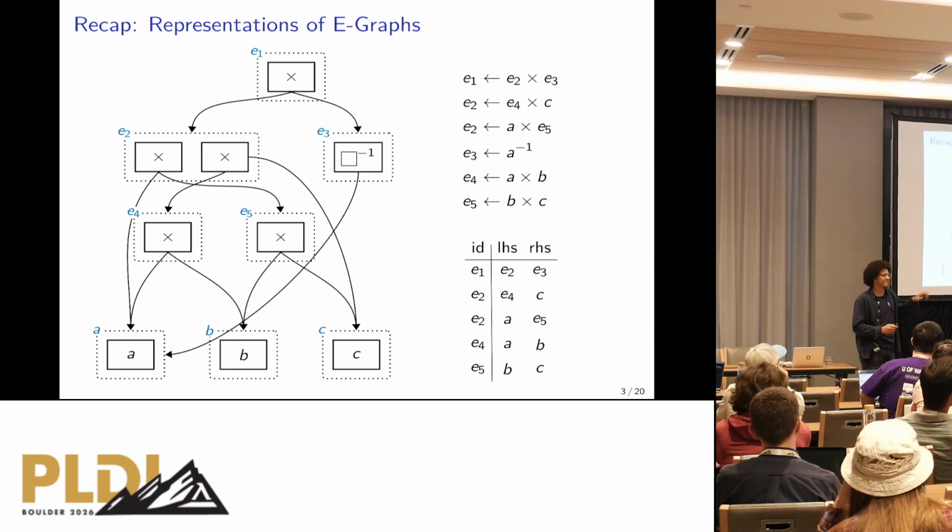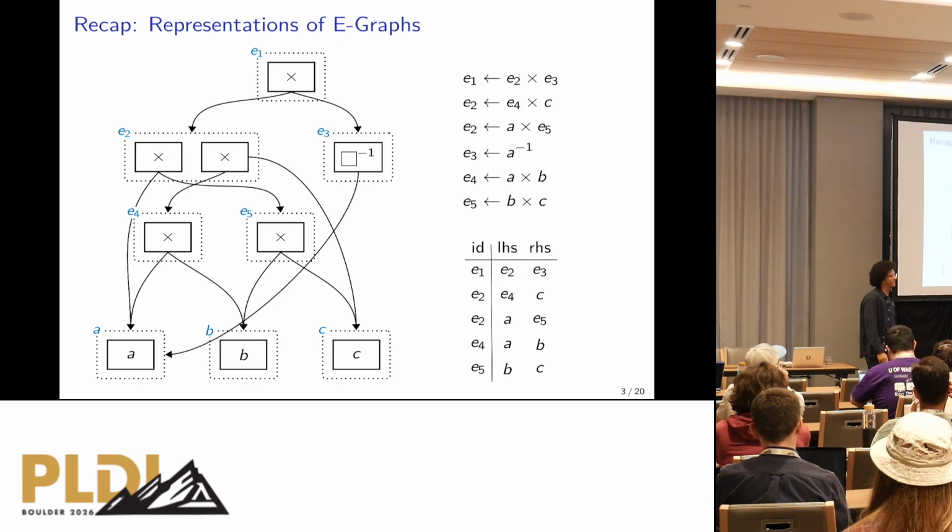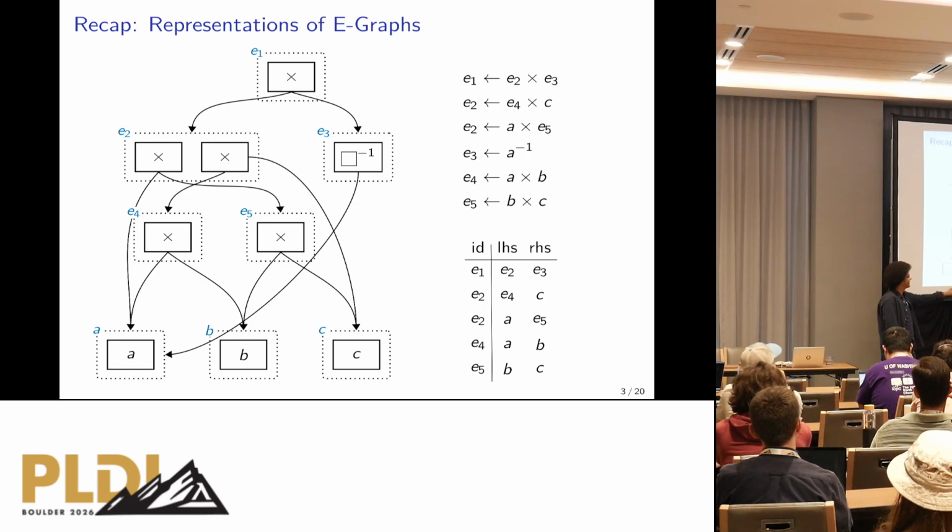We will be using both of those variants interchangeably, and when I say an E-node, I mean either a tuple in the database or one of the rewrite rules in the term rewriting system.